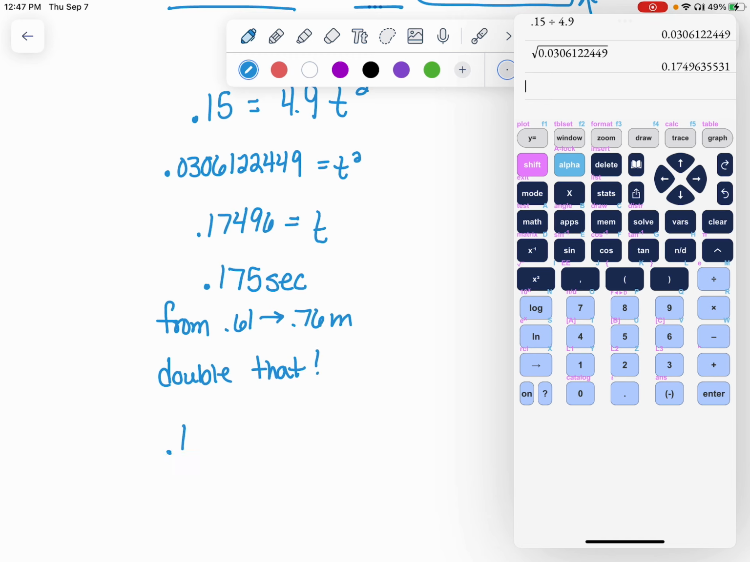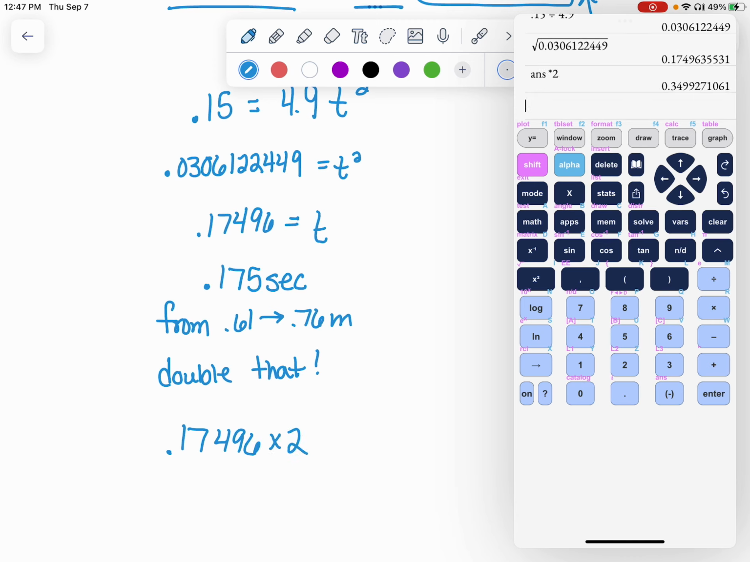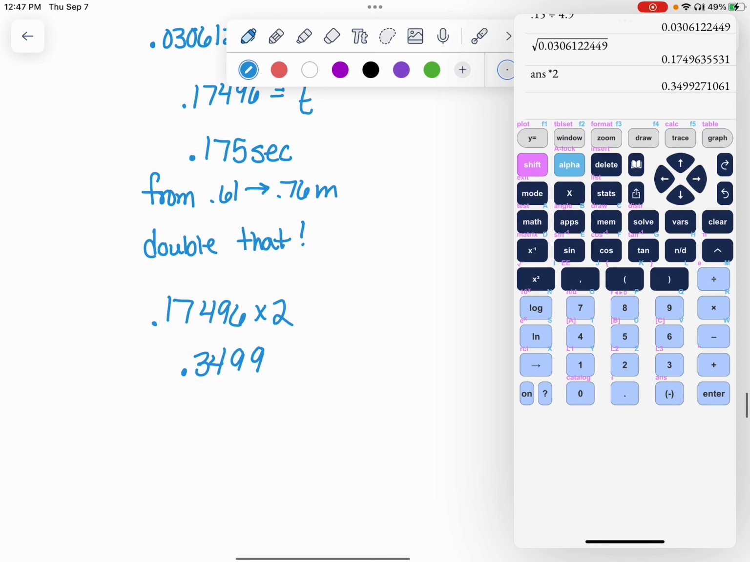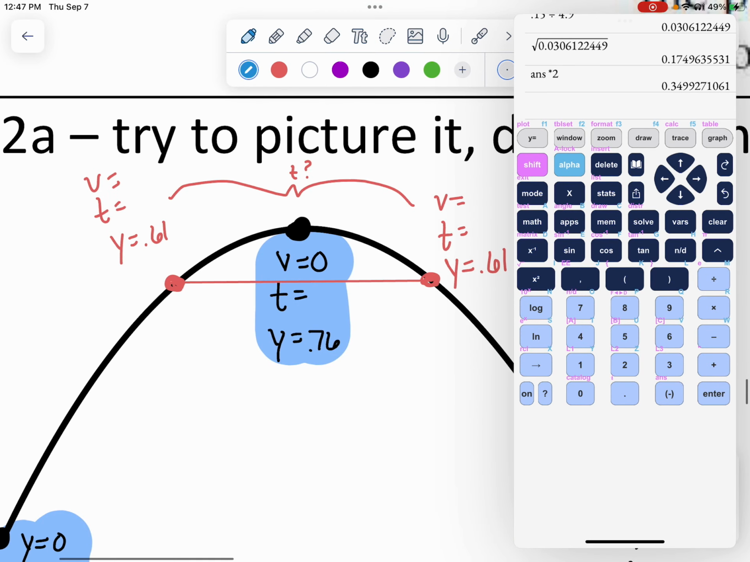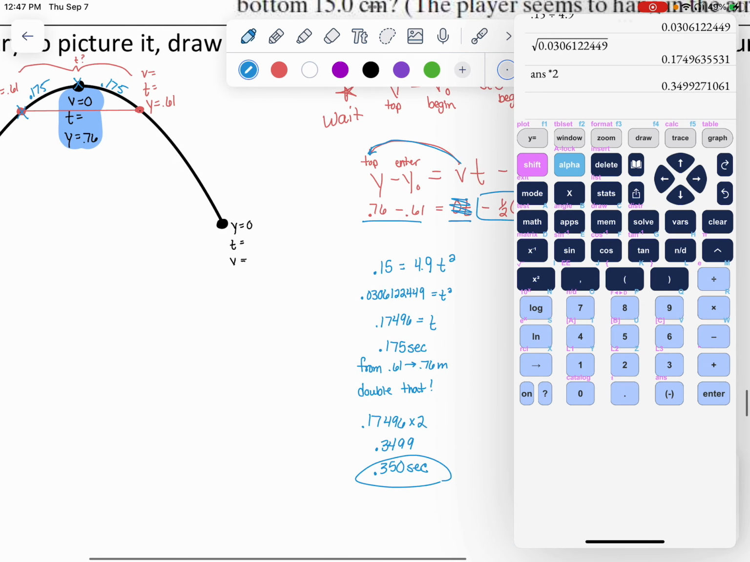So 0.17, I'm actually going to do 0.17496 times 2. So I'm just going to hit times 2 on my calculator. And now I can see with three significance, that's 0.3499. Three significance is actually going to be 0.350 seconds. So to go from here to here is 0.1750, and then this is another 0.1750. So you double that, and that's how you get that particular answer.